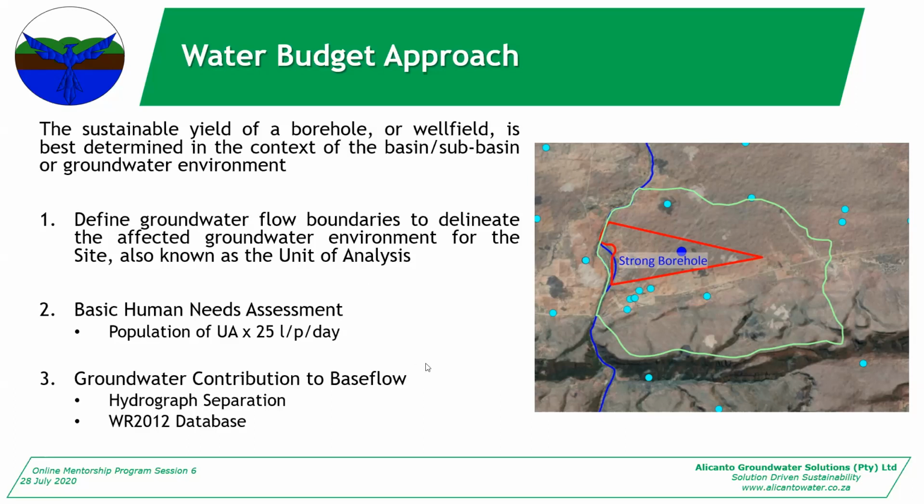And then you do groundwater contribution to base flow. You can do that by hydrograph separation if you have hydrographs, which is your river flow rates over time. Or you can just get it from the WR 2012 or GRDM databases, where it'll tell you for this catchment.